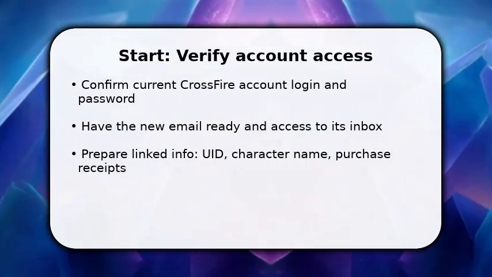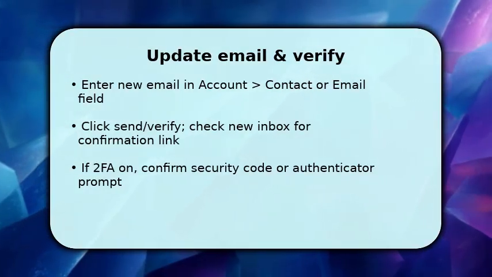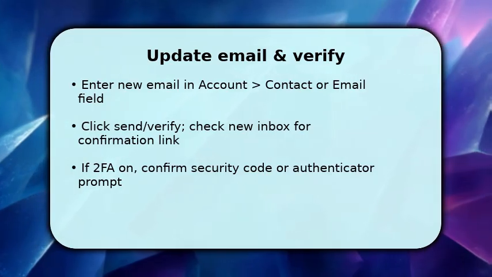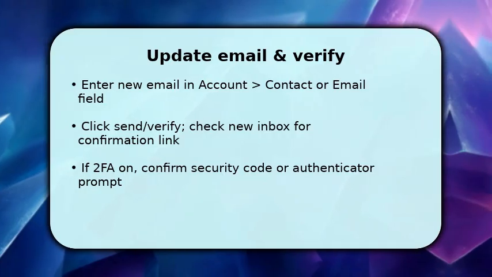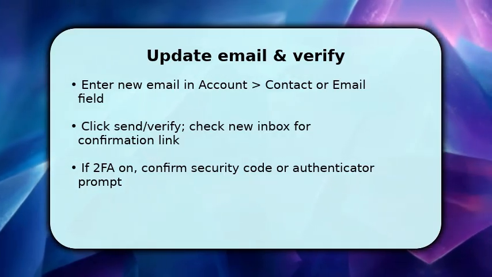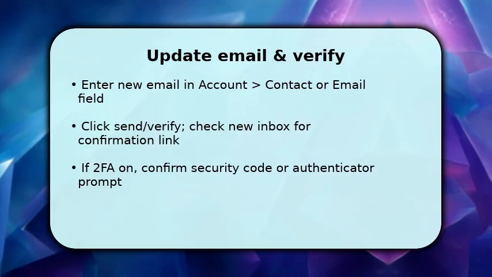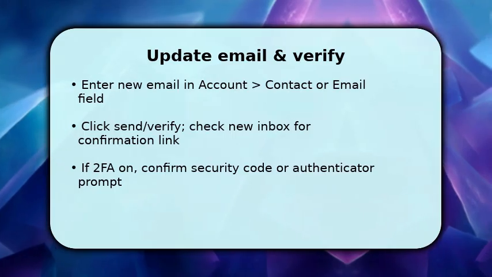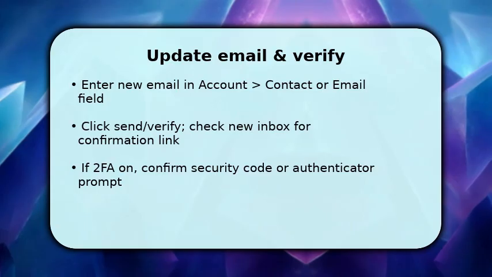Proceed to update the primary contact field now. Once the new address is entered, click the verification or send link button so Crossfire dispatches a confirmation message. This step binds the address to your account. You must open the new inbox and click the verification link within the time frame shown because expired links require restarting the flow. If two-factor verification appears, supply the code from your authenticator or SMS. Doing this proves control of both accounts.